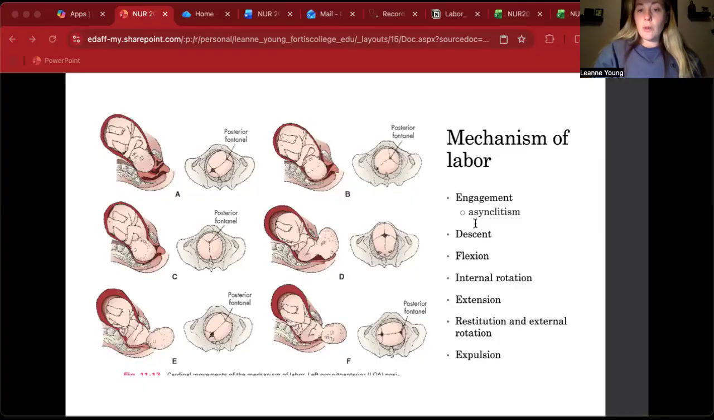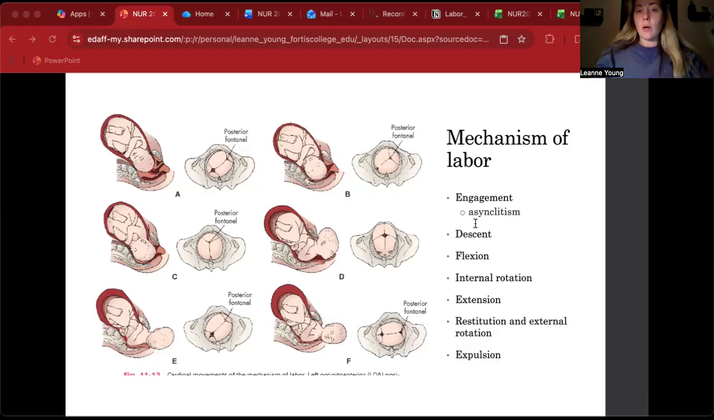Extension occurs when the fetal head reaches the perineum for birth. This is just the natural progression of how the baby is delivered. First you have the occiput, which is towards the back of the head. Then the baby's face is delivered. Then the chin is delivered. And then the expulsion, the baby is completely born. Our shoulders have to be delivered, obviously, after the full head and face, but after that is the expulsion.